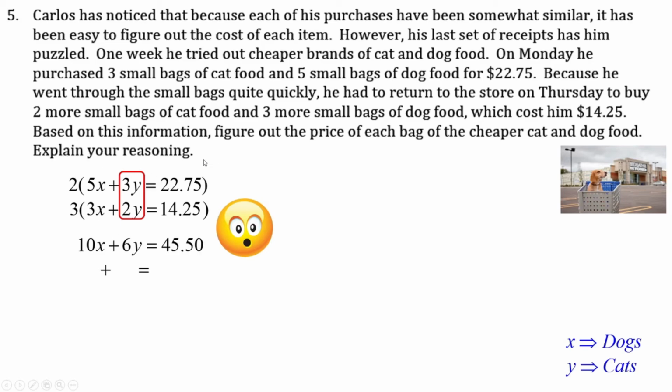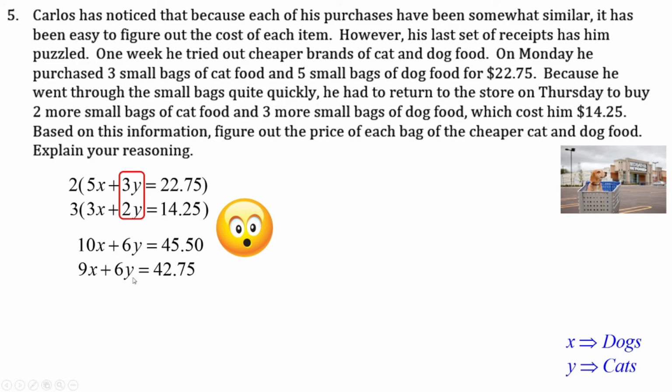All right. And then the bottom equation, 3 times 3x would be 9x. 3 times 2y would be 6y. And 3 times $14.25, well, let's try it without a calculator. 3 times 10 is 30. 3 times 4 is 12, so that's 42. And 3 times 25 cents is 75 cents. Is that $42.75? That's kind of a cool way to do that. And again, you could just go 3 times 14.25 on your calculator.